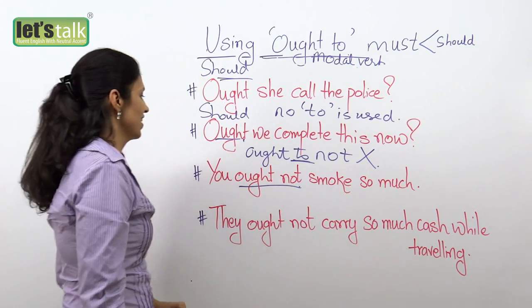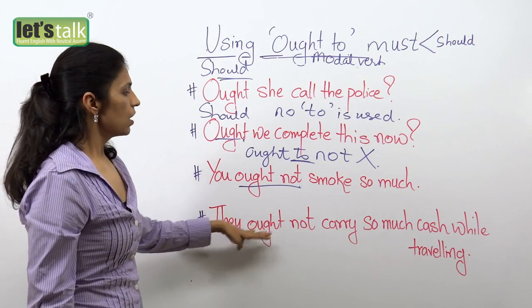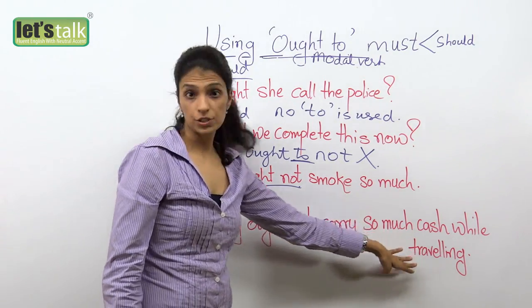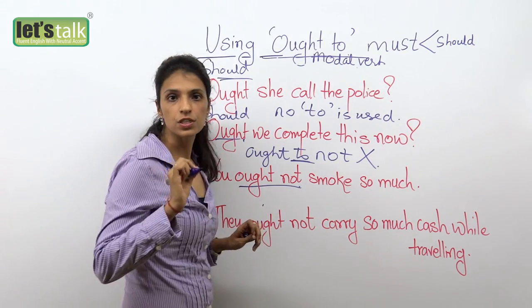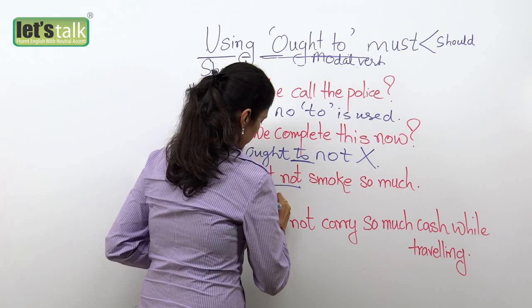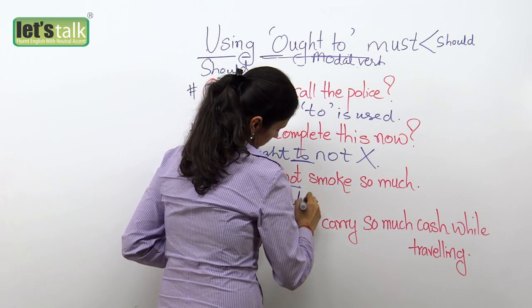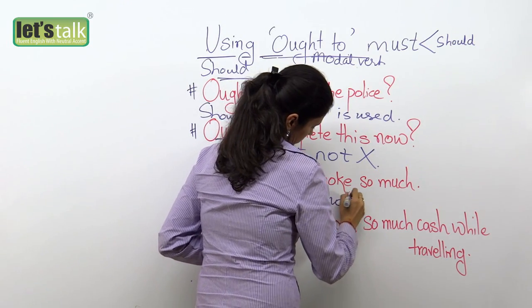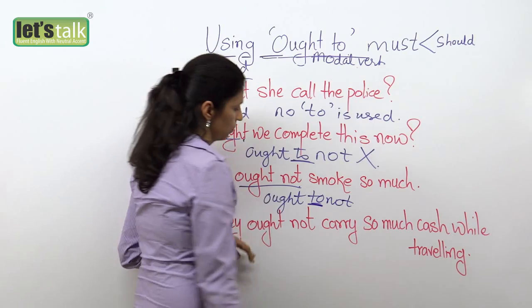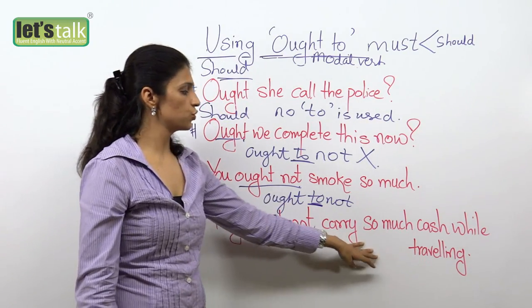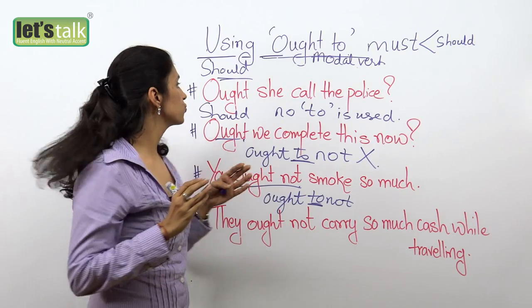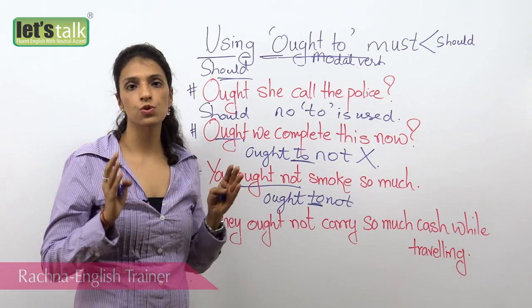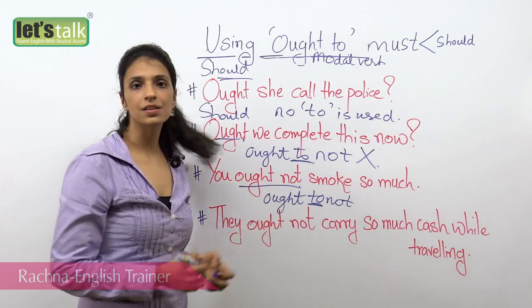Okay, and the next negative, they ought not carry so much cash while traveling. They should not carry so much cash, but please do not say ought to not. All you say is ought not carry so much cash while traveling. So remember, in negatives and questions, you do not use to, you just use ought or ought not in negatives.